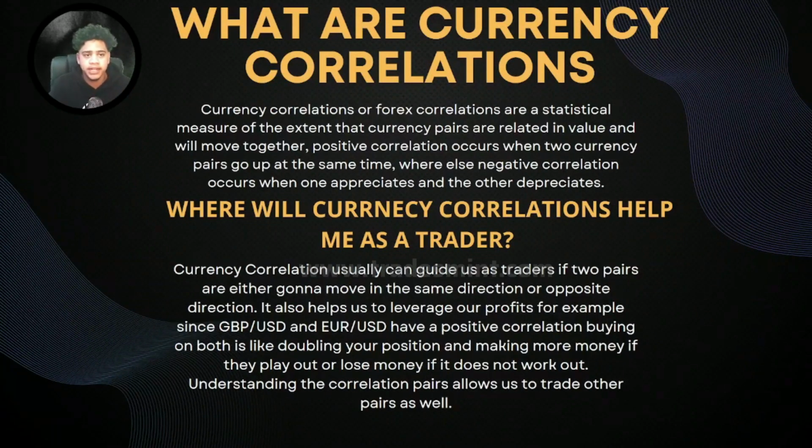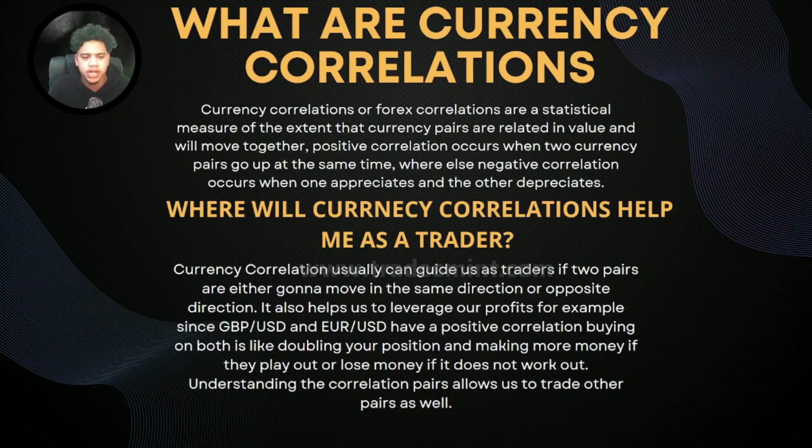I'm back. In this slide, we'll be talking about what currency correlations are. Currency correlations, or forex correlations, are a statistical measure of the extent that currency pairs are related in value and will move together. Positive correlation occurs when two currency pairs go up at the same time, whereas negative correlation occurs when one appreciates and the other depreciates.